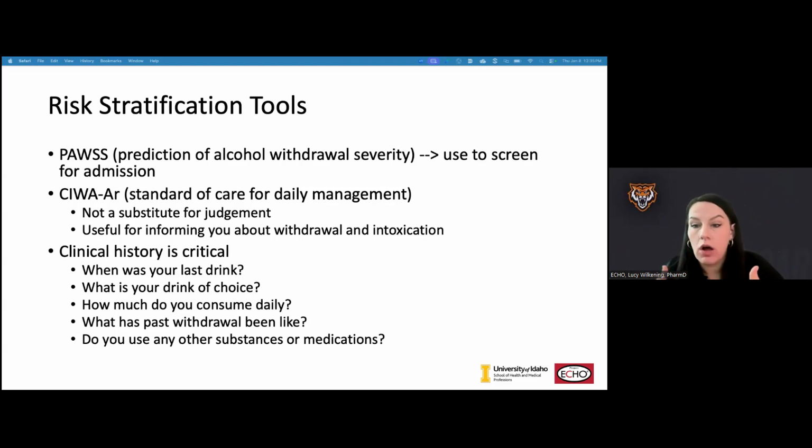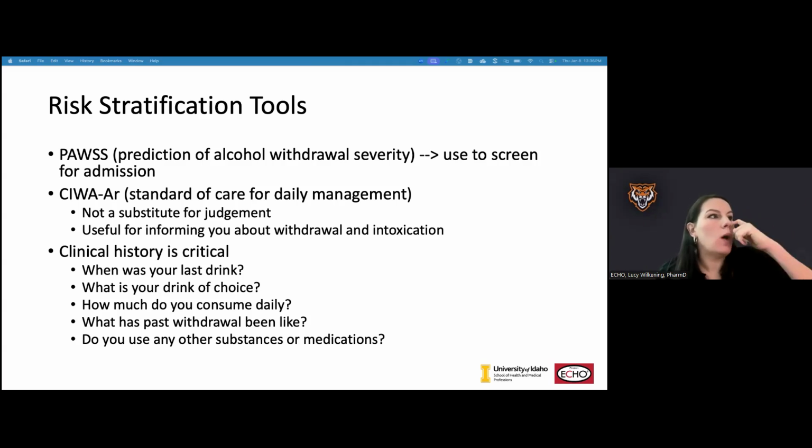Because of that alcohol withdrawal timeline that I showed to you. What is your drink of choice? And how much do you consume daily? And this is one where you have to ask some follow-up questions for the reason that I outlined before. What a person perceives is one drink may not meet the definition of what a standard drink is. And I would argue that this is one of the things that gets us the furthest behind in alcohol withdrawal management: not conceptualizing the use appropriately.